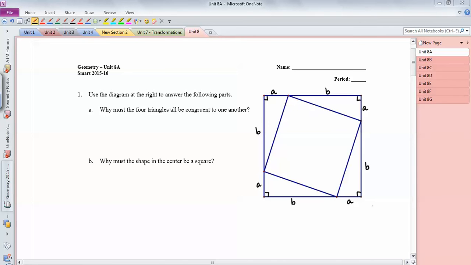They're all A plus B. So all four sides are the same. And all the angles in the big shape are right angles, so that's what you need to be a square. Four right angles, four congruent sides.